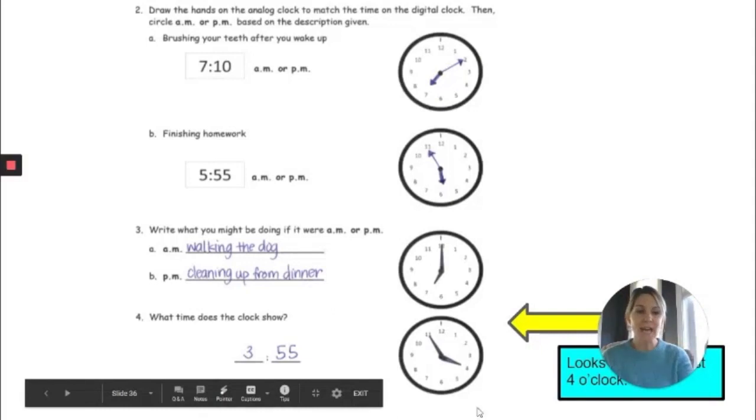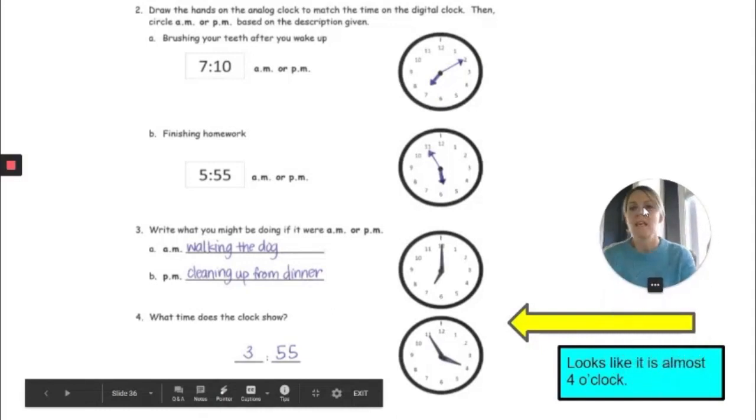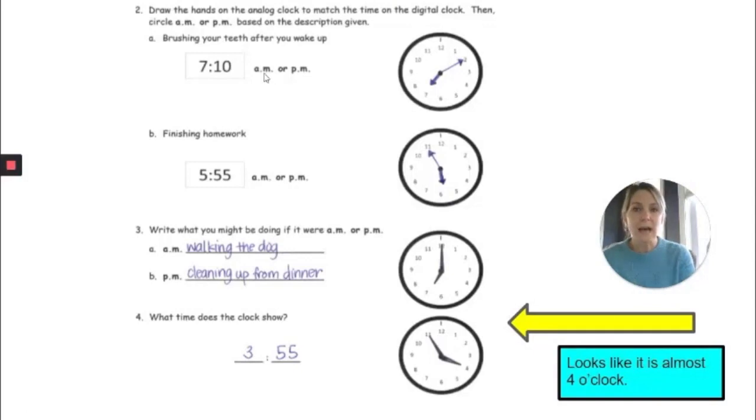Okay, let's check our answers. So for drawing the hands on the clock, I forgot to circle if this was AM or PM, but that's okay because I can do it now. Let's see, brushing our teeth after you wake up. That sounds like the morning. So I would say that that is 7:10 a.m. Would you agree? And as you can see, my short hand is a teensy weensy bit after the 7, and the long hand is on the 2 because I count by fives: o'clock, 05, 10 for 7:10.